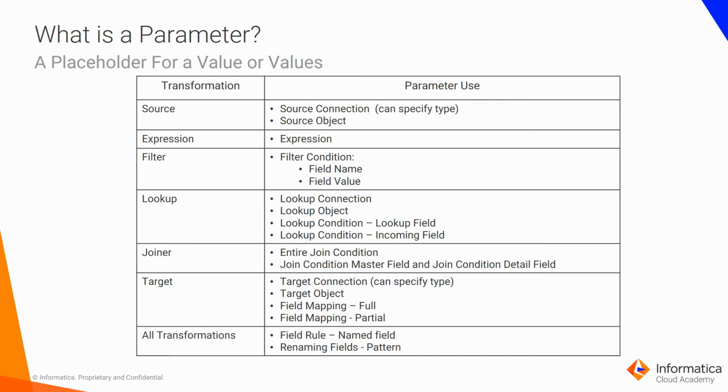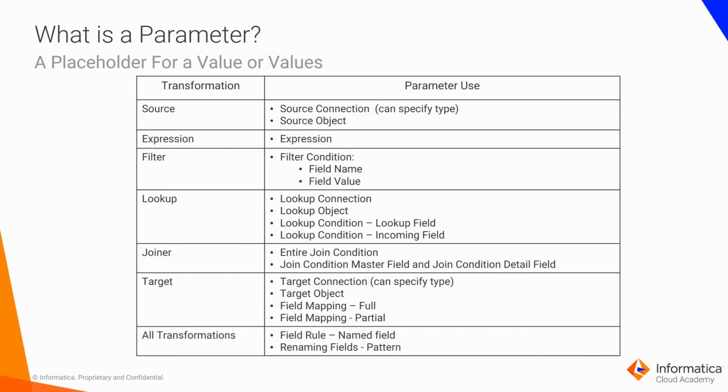For the target, you can parameterize the target connection. You can limit the connection type for the parameter or allow any connection type. In the task, you select the connection to use. You can also parameterize the target object. In the task, you select the target object to use.